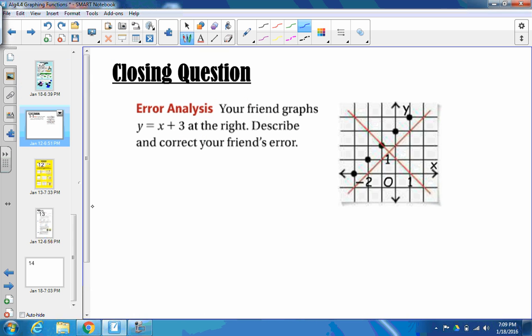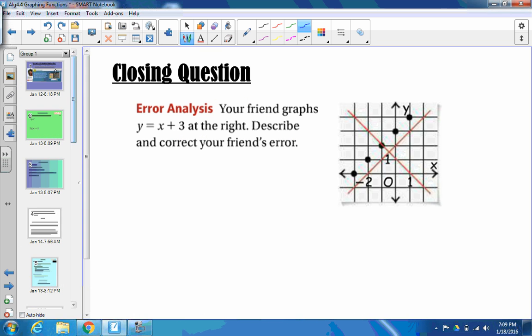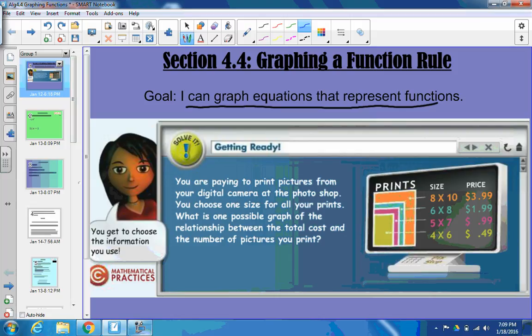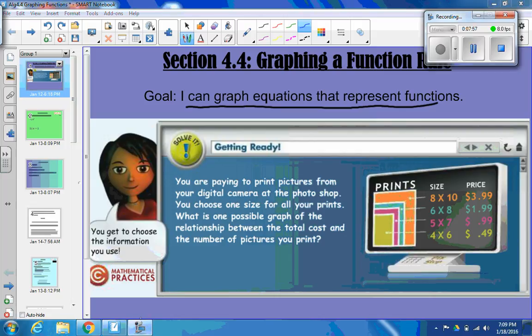And that is all we have for this lesson. So hopefully that ties us back to our goal of graphing functions and representing functions.